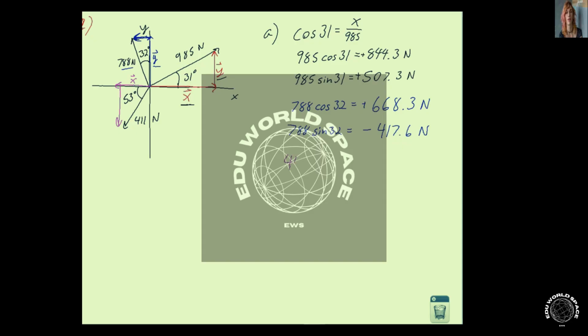So hypotenuse times the cosine of 53 is going to give us our x component, and that is going to be 247.3, and that's in the negative direction. And then our y component is going to be the sine. So 411 sine of 53 is going to give us 328.2. And the y component is pointing down, so we need to slap a negative on that one as well.